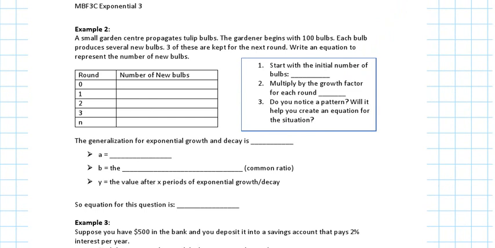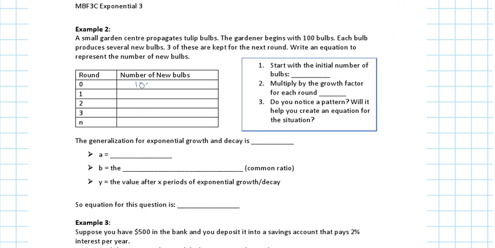The initial value. So before we started with 100. Okay? So where do I put that? The A. For my round 0, I already have 100 bulbs.